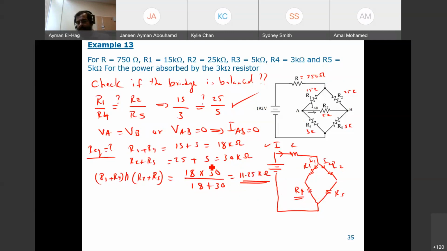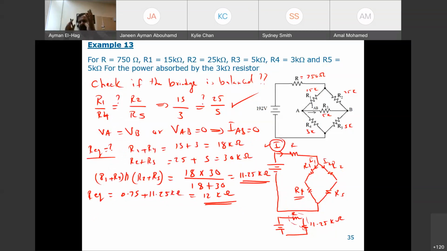Now, all of this I can just redraw here. We have the R and this parallel combination, so we will have here one resistance, 11.25 kilo ohm. So what is the total R? Your total R equivalent will equal 0.75 kilo ohm, which is 750 ohm, plus 11.25 kilo ohm, which gives me 12 kilo ohm. So this is the total resistance. From this, I can find I. This is very similar to the previous question, but the configuration is a bit different. Your I is equal to 192 divided by 12 kilo, and this gives me 16 milliamp.